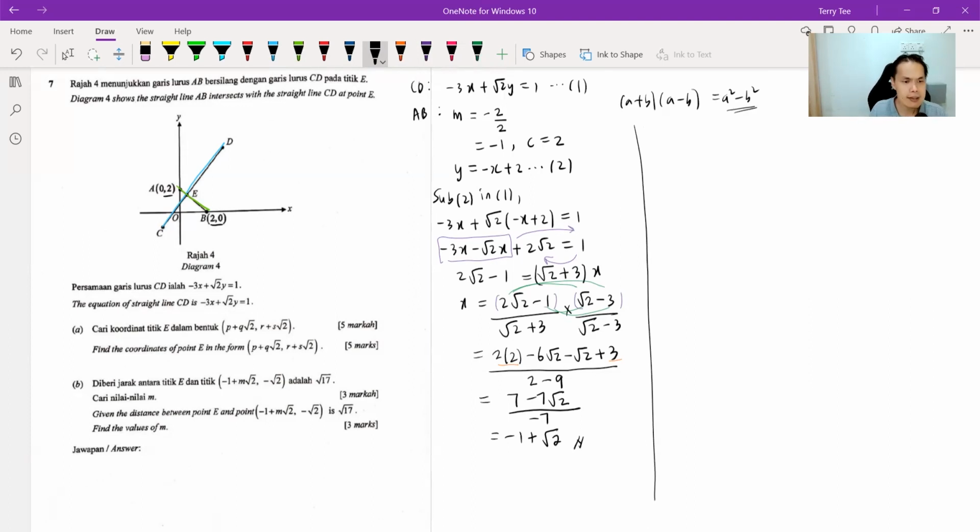But we're not done, guys. The question asks for the coordinate. Coordinate means you have to find x and y. E is a point of intersection between these two lines. I've got my x ready. I need to find my y.